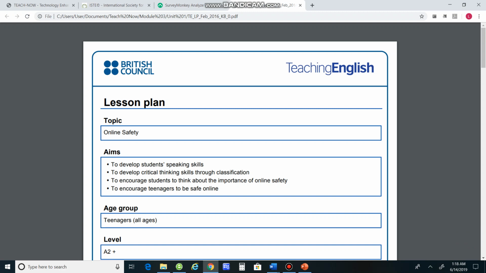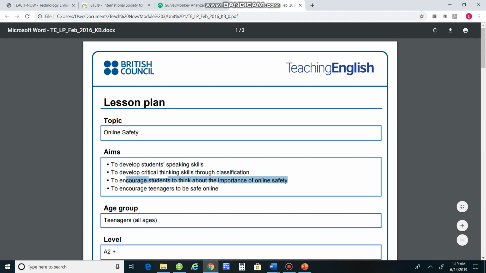This is an example of my colleague's lesson plan. He retrieved some of his resources from the official British Council website. He is an ESL, English as a Second Language, English school teacher, and the lesson plan deals with online safety. Some of the aims of the lesson plan are to encourage students to think about the importance of online safety and to encourage teenagers to be safe online.